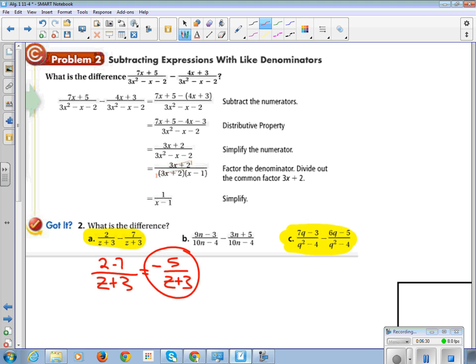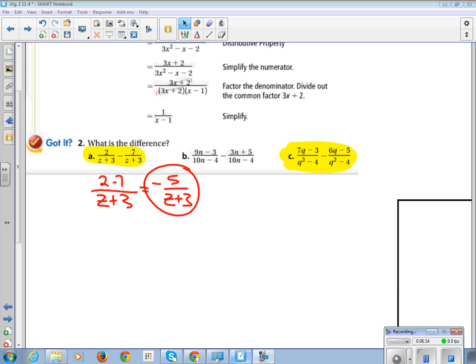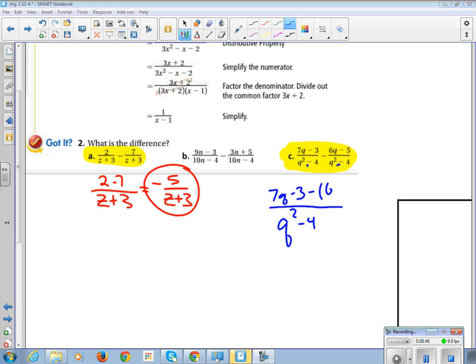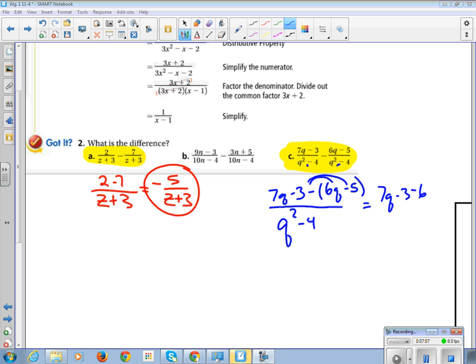So let's do the same thing with C. Okay, here we go. All right, let's solve this thing. So we've identified we have the same denominator, so we can write that, q squared minus 4. And then the numerator is going to be 7q minus 3 minus parentheses 6q minus 5. So let's distribute out this negative to each of these items. So this is equal to 7q minus 3, minus 6q plus 5 over q squared minus 4. We're going to simplify that out. 7q minus 6q is 1q. And negative 3 plus 5 is plus 2. Over q squared minus 4.